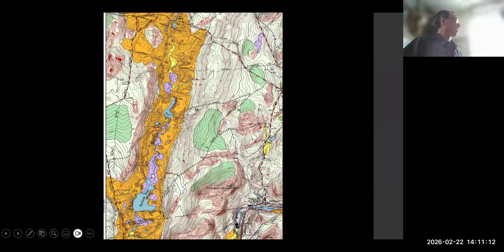Those purples are fine deposits, sort of swamps and wetlands. There may be some glacial lake sediments in there as well. I suspect that's probably the case.